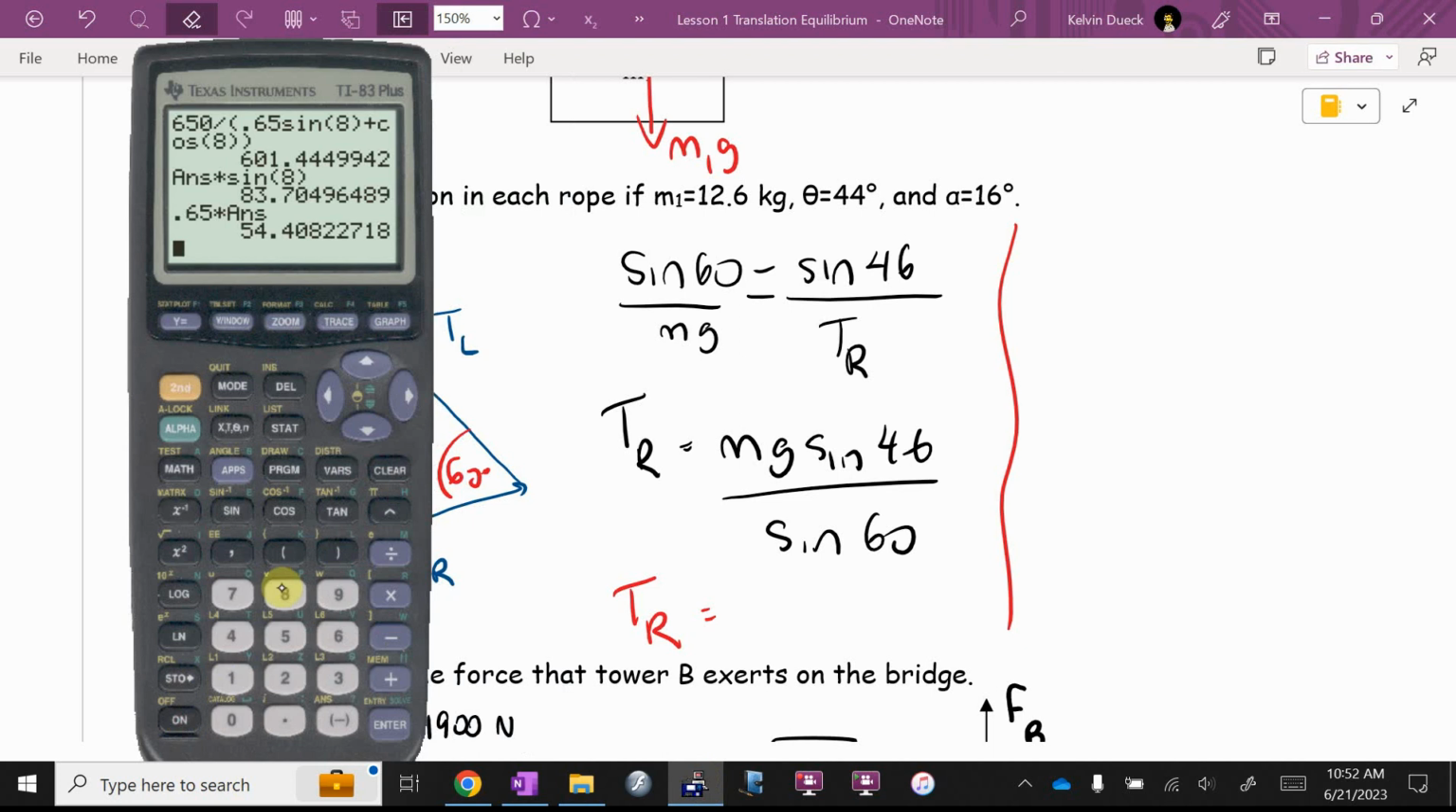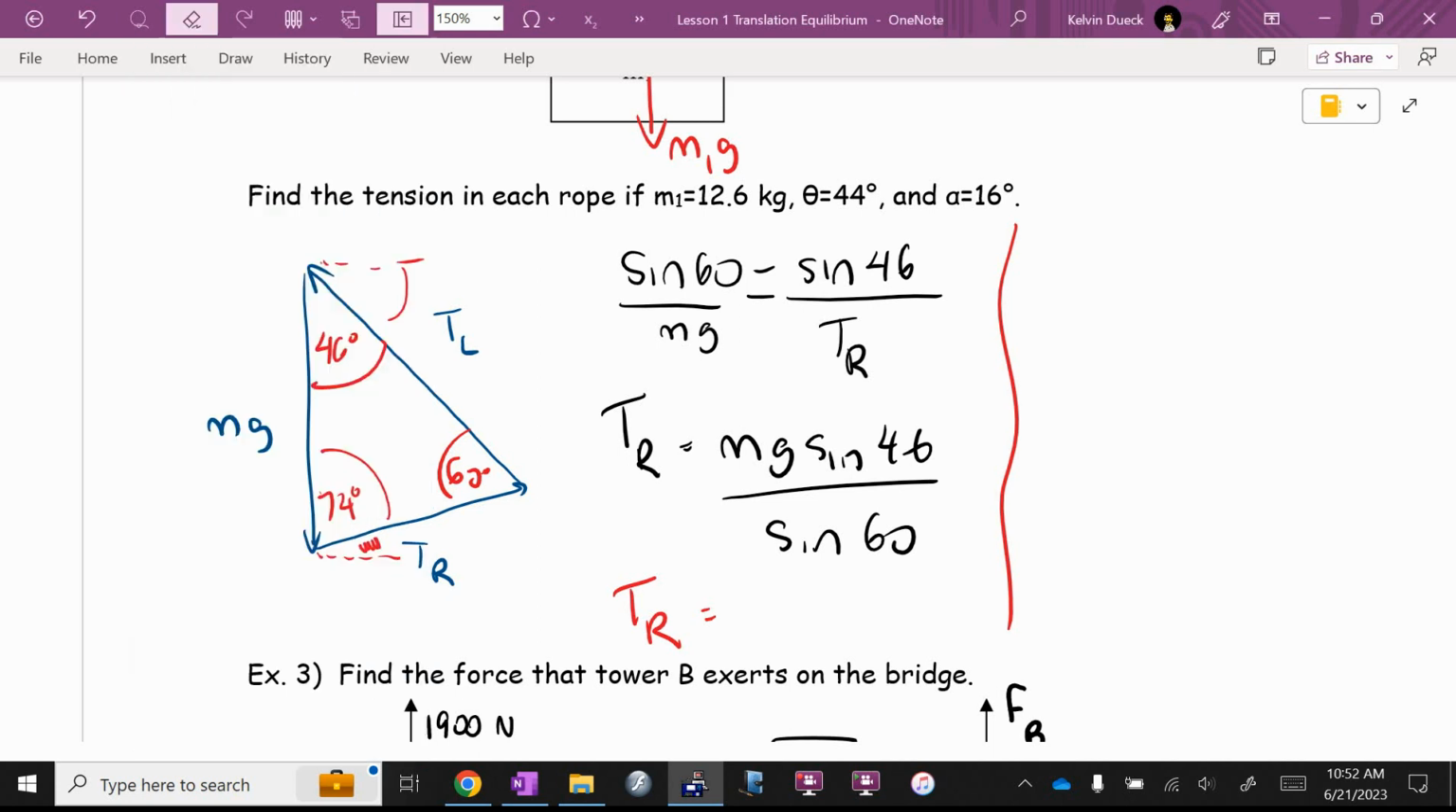It's going to be 12.6 times 9.8 sine 46 divided by sine 60. Those of you that are in pre-calc this semester, you might have switched your calculators to radians. Make sure you're back to degrees for this. 102 point, you know what? 103, if I go to 3 sig figs, yeah?